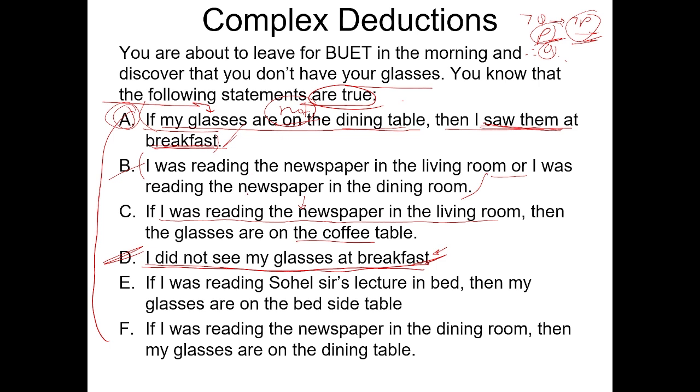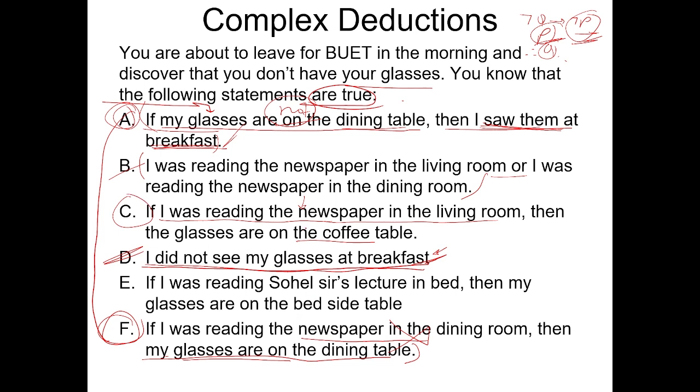So if they're not on the dining table, look at F. If I was reading the newspaper in the dining room, then my glasses are on the dining table. Okay, so you know for sure that they are not on the dining table. So you were never reading the newspaper in the dining room, right? So you didn't read the newspaper in the dining room. Look at C now.